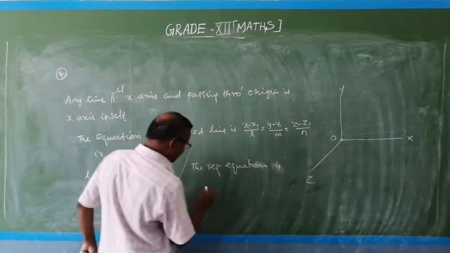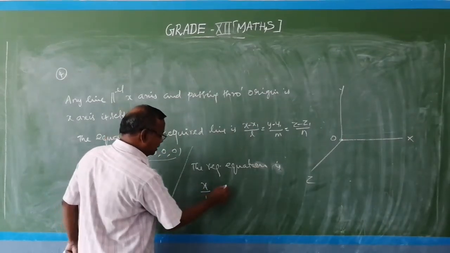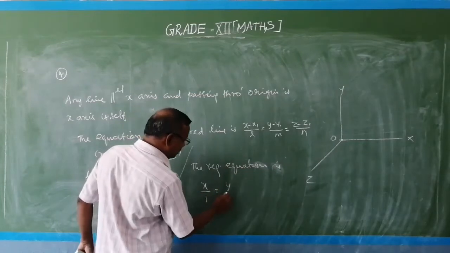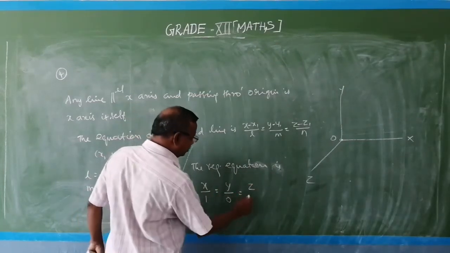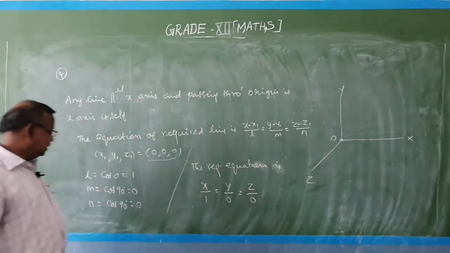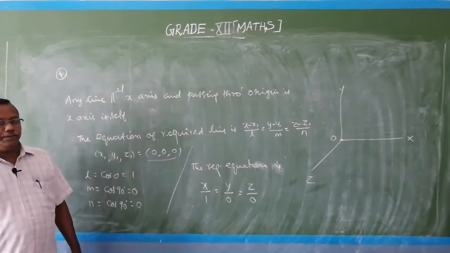(x minus x1, that is x minus 0) divided by L, that is 1, equal to (y minus y1, that is y minus 0) divided by M, that is 0, equal to (z minus z1, that is z minus 0) divided by N, that is 0. So, hence the required equation is x by 1, y by 0, z by 0, that is all.